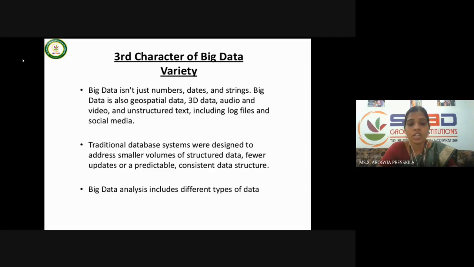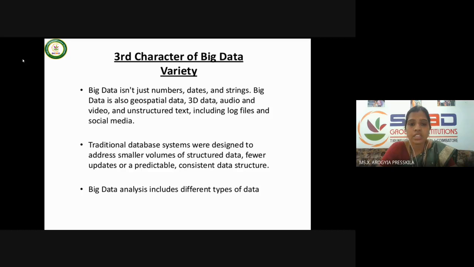So now you can move to the challenges. The traditional database system cannot analyze big data, so which tool is helpful to analyze, process, and share big data? That is the challenge of big data. Nowadays researchers are developing algorithms and frameworks to analyze and process big data.